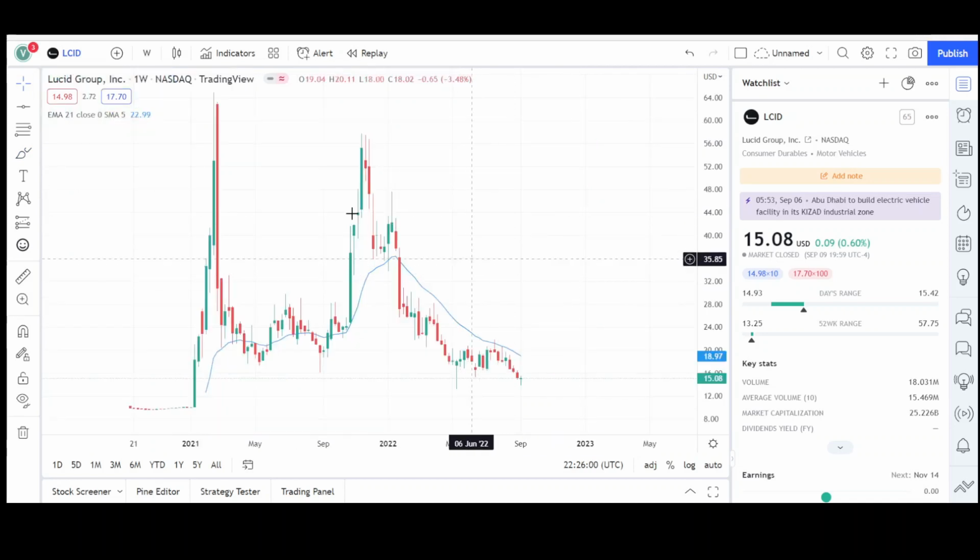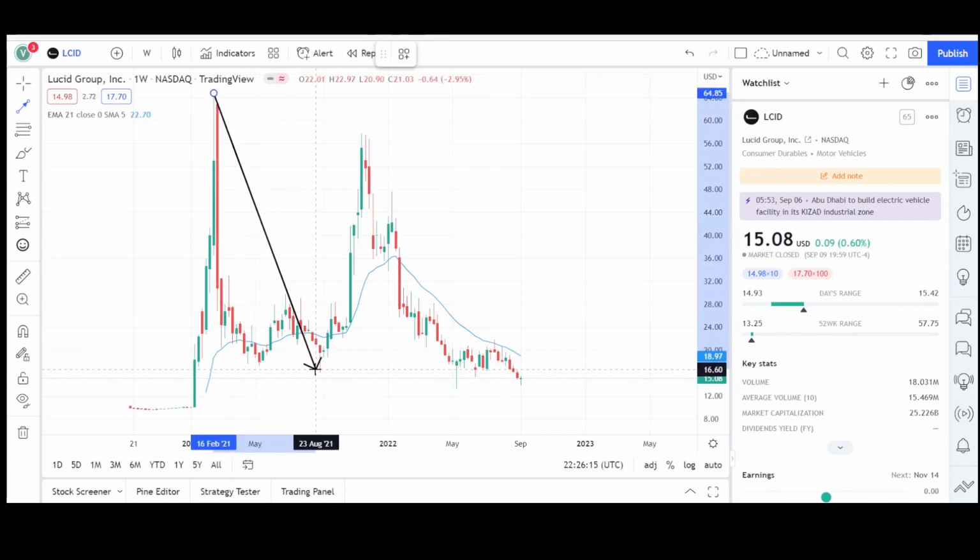We have the weekly chart for Lucid. I'm not going to even go over the fundamentals because I looked at the earnings and they barely have any earnings, and the market cap is 25 billion, which is ridiculous. But again, let's just focus on the technicals because that already tells me where this stock is most likely headed.